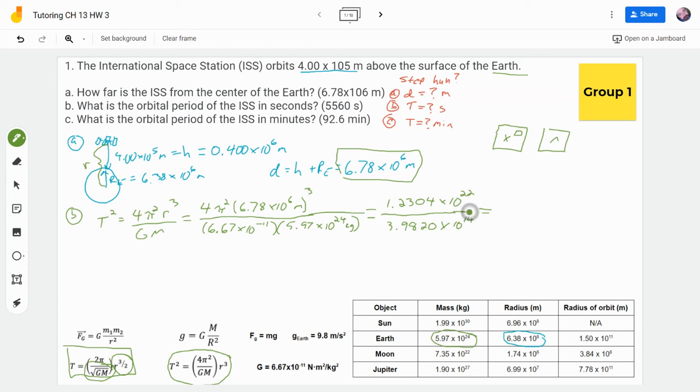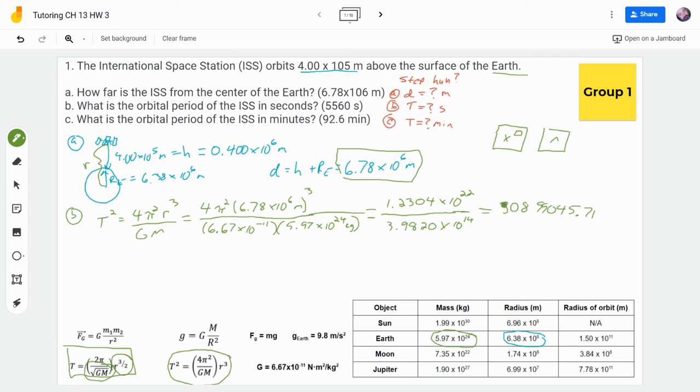All right, so now I've got to do that. 1.2304 EE22 divided by 3.982 EE14. Hit enter, and I get a number that looks like this. My calculator opted not to give this to me in scientific notation. 3089904.571. So is this my answer?